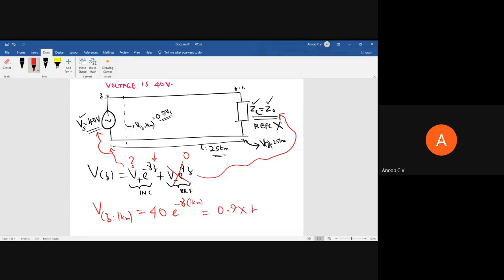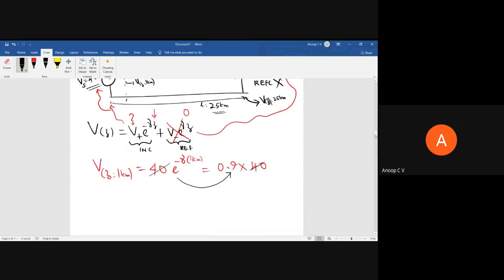And we know this is equal to 0.9 into 40. So I can just cancel out this 40 and 40. What I'll get is e power minus gamma times 1 kilometer, and that is equal to 0.9.